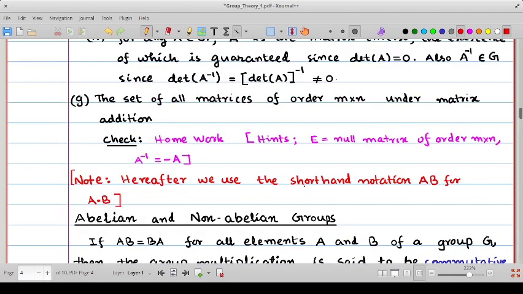Now hereafter we use a simplified notation AB for the composition of two elements A and B of the group. Instead of writing A dot B, we will use AB.